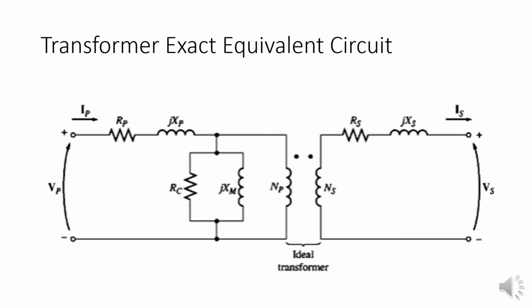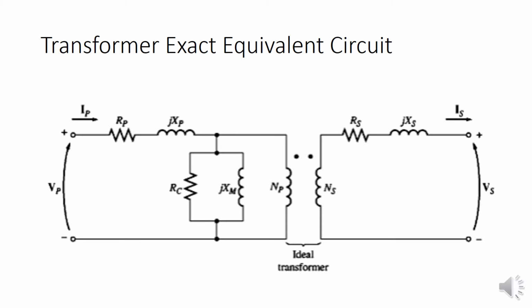The transformer exact equivalent circuit. So as you can see, there are two windings, primary winding and the secondary winding. Primary winding is at your left and secondary winding is right. So Rp, jXp, that is the primary resistance and the reactance, Rs and Xs, that is secondary resistance and reactance. Okay. So Rc and Xm, they will represent the core losses of the transformer.